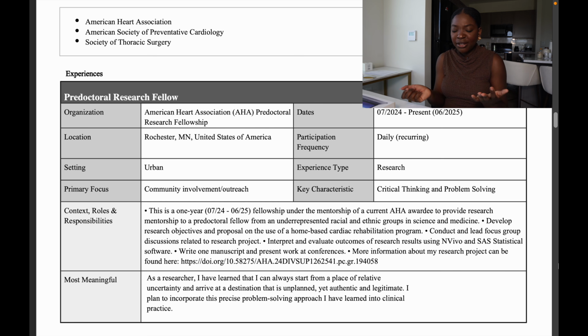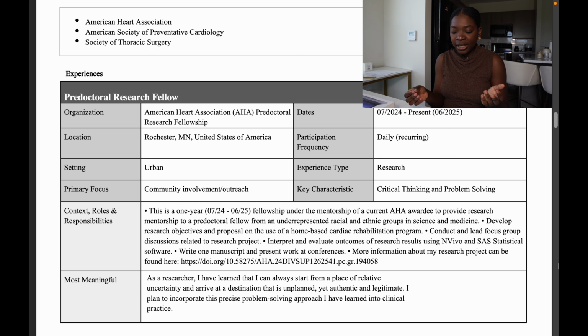Why was it the most meaningful? The most meaningful, it's like 3 lines. It's actually very, very short. And I'm like, why do you guys limit us so much when you ask us to write the most meaningful and then it's like 3 lines? So you really have to be creative, succinct, and straight to the point.